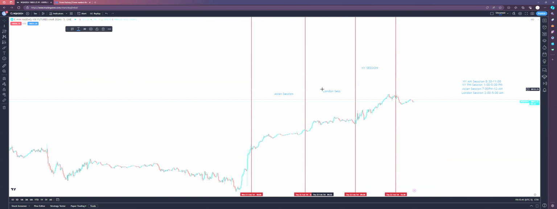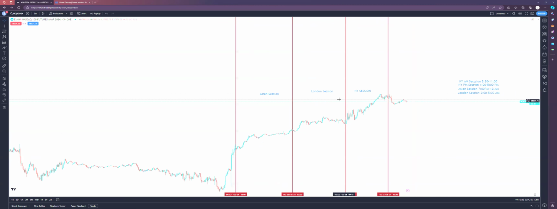Let me now just go through all three of these. So Asian session goes from 6 p.m. until 2 a.m. London session goes from 2 a.m. until 10 a.m. And then New York session is from 9:30 a.m. to 4:30 p.m.